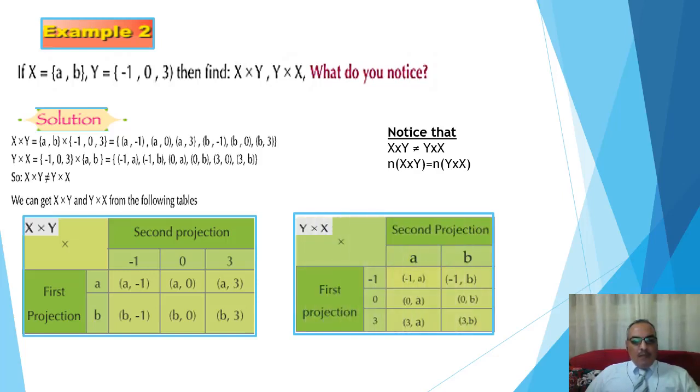Now we make another table to obtain the product Y and X. Right here, in the first column the elements of Y, and the second the elements of X, and make the product: negative 1A, negative 1B, 0A, 0B, 3A, 3B. We obtained the elements of the second product, and here the elements of the first product. Okay.